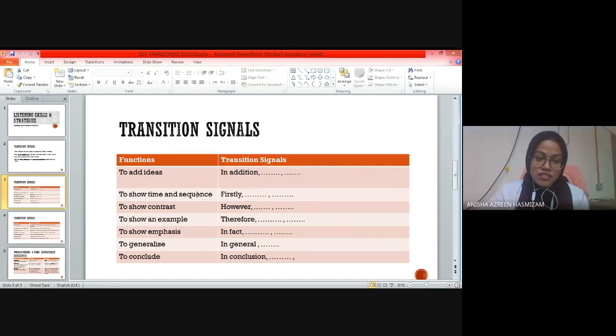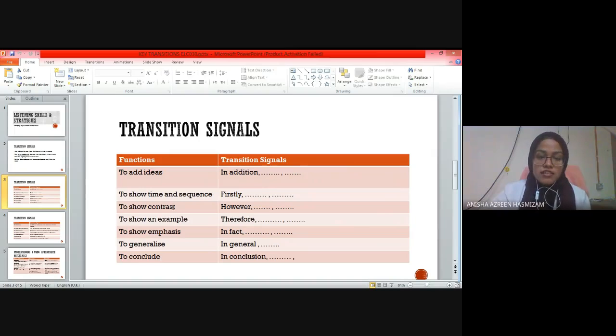To show time and sequence, firstly, recycling is one of the things that can be done for us to conserve energy and sources in the world, on Earth. Okay, secondly, recycling is also one of the things that will save time and energy, katakanlah.